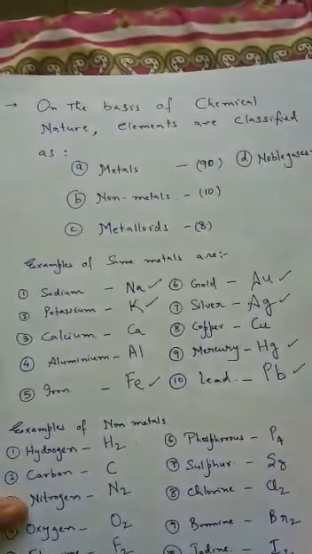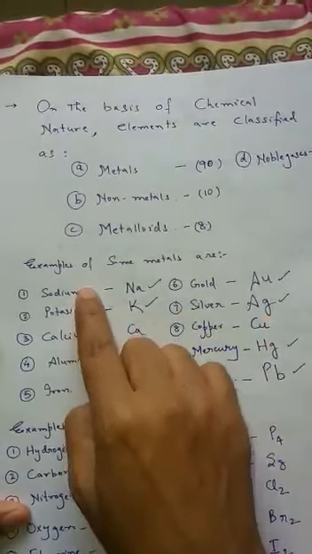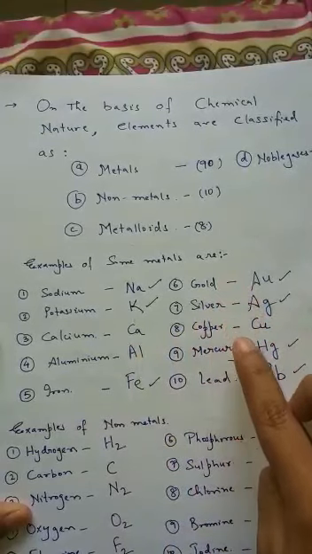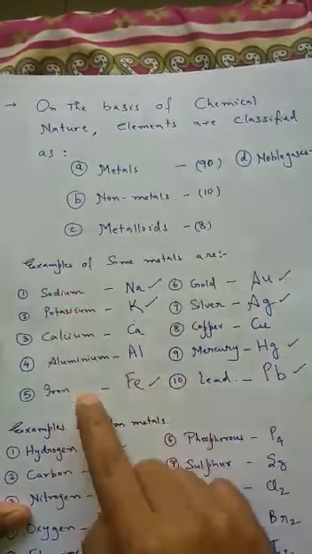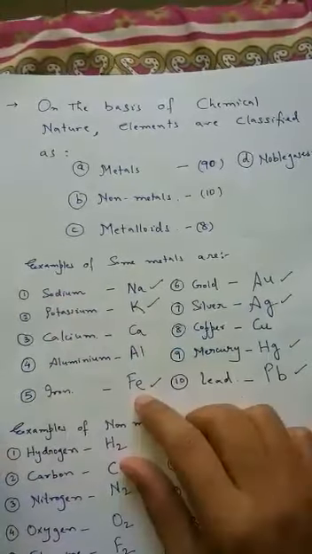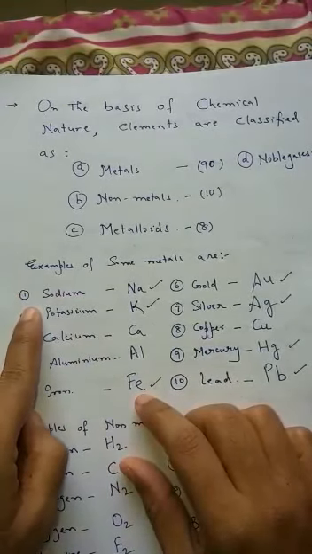Now, examples of some metals are sodium, potassium, calcium, aluminium, iron, gold, silver, copper, mercury, lead. Now, all these names that I have narrated are names in English. Sodium is name of an element. It is a proper noun.